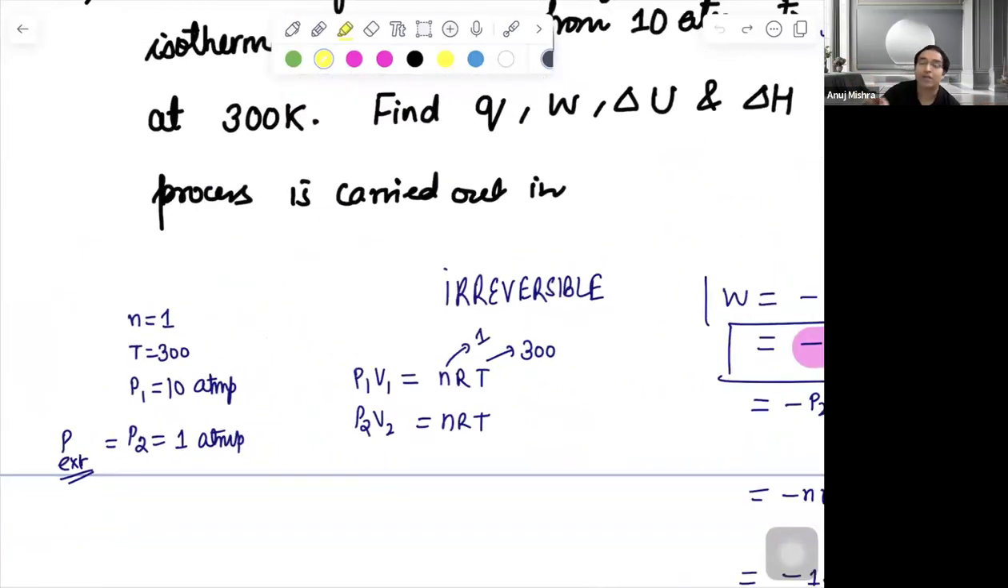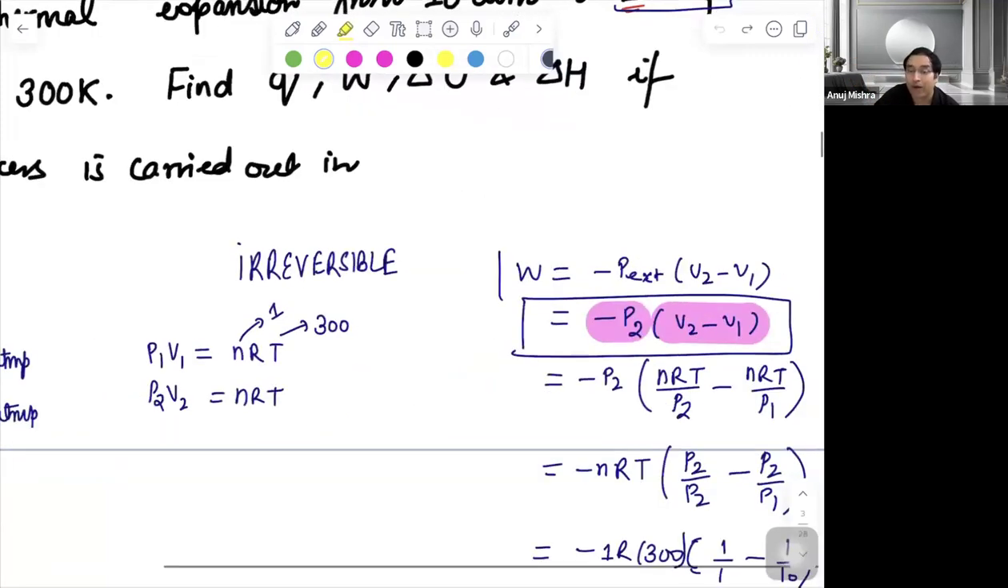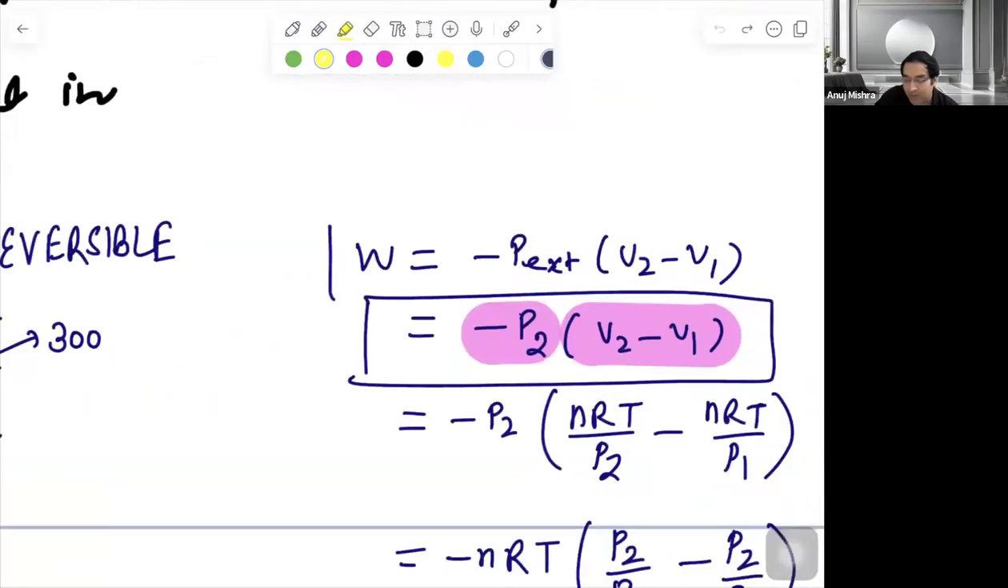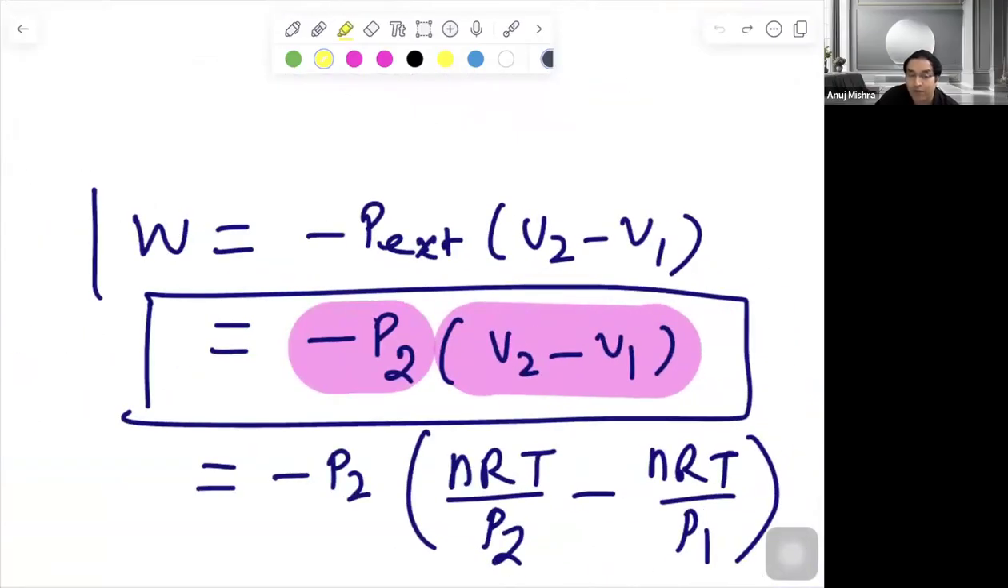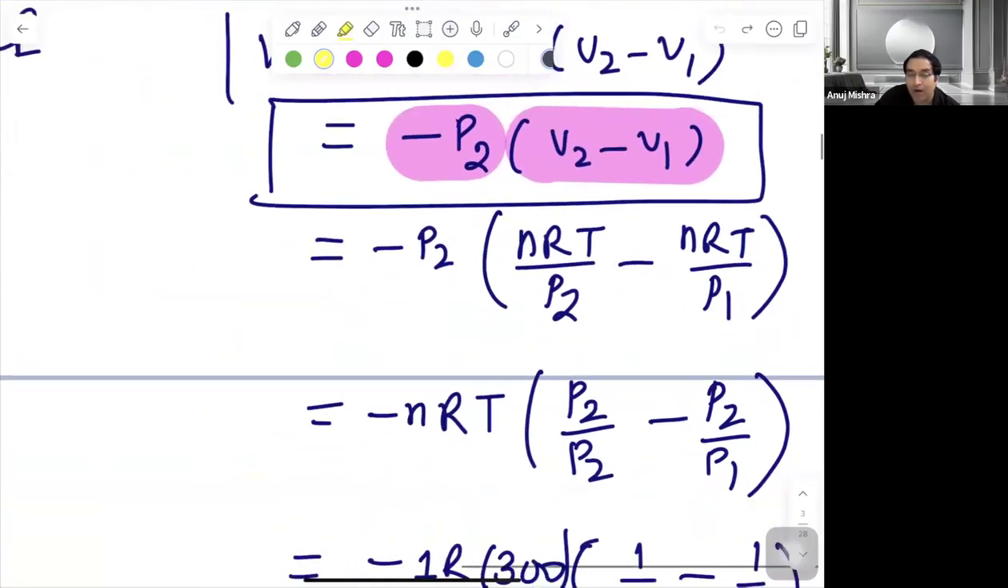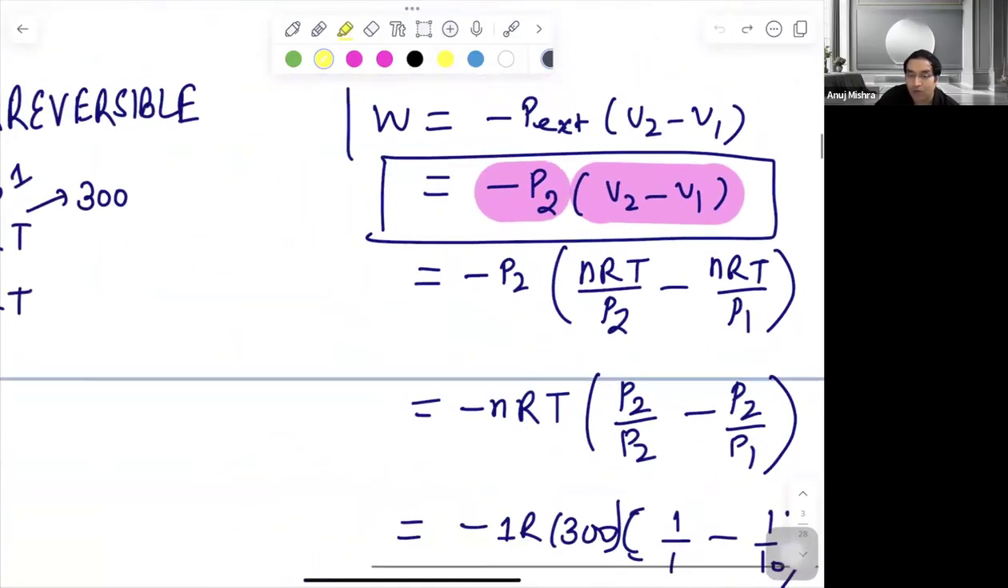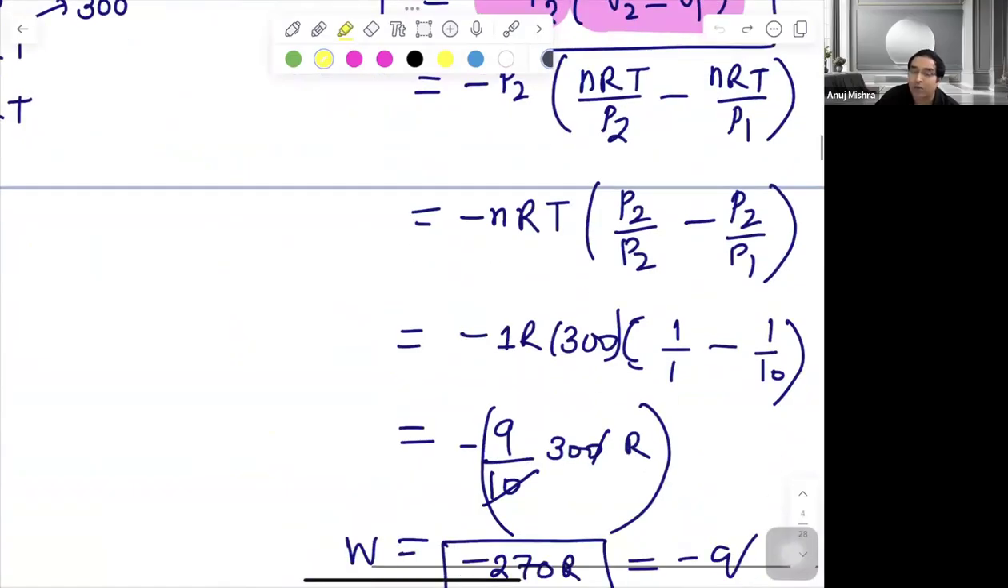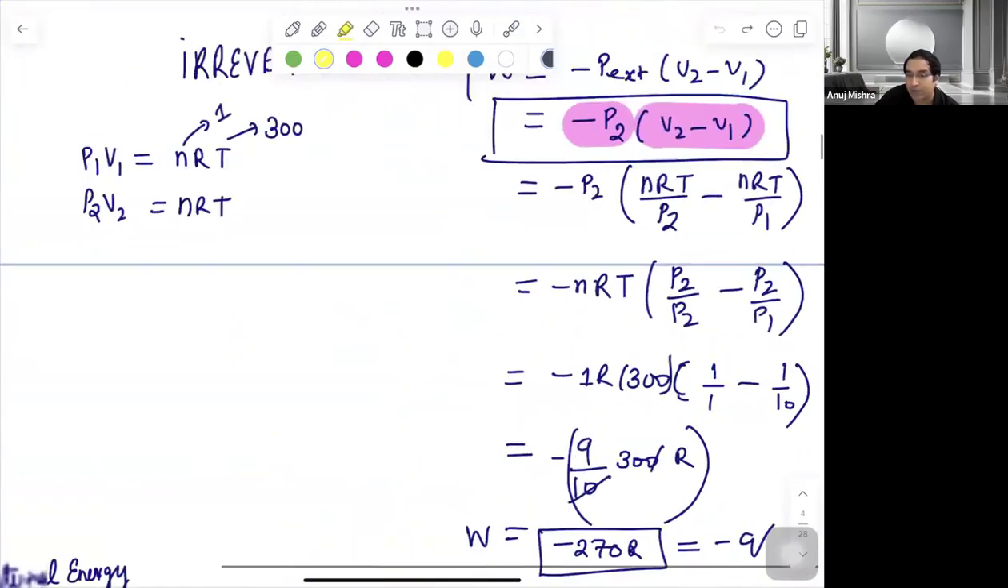Silly mistake क्या है? 1 की जगह 100 लिख दिया, 100 की जगह 1 लिख दिया, कुछ अलग आंसर आ गया. Those things will stop happening, right? And go step by step. Minus P2 (V2 minus V1). V2 is nRT upon P2, V1 is nRT upon P1. nRT बाहर ले गए, P2 P2 कैंसिल हो गया. 1 minus P2 by P1. वैल्यूज रख दो, आंसर निकाल लो. इतना ही करना है. Easy है.